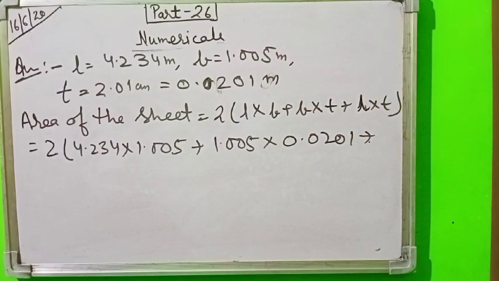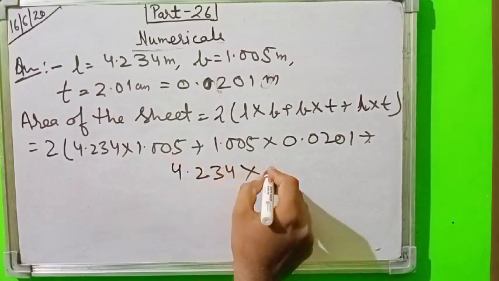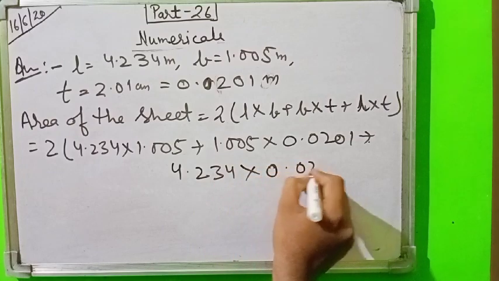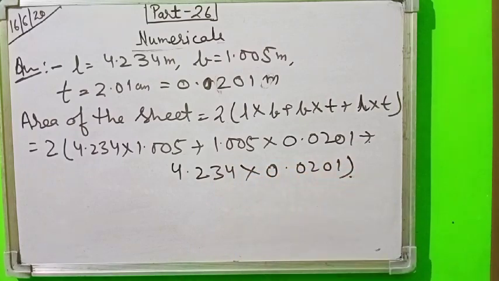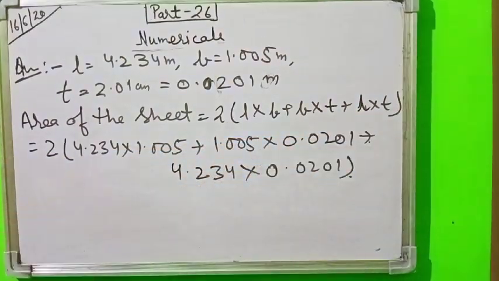So length is 4.234 into 0.0201. Sheet is in the form of cuboid, so we are finding the area of the cuboid. 2 into length into width plus width into thickness plus length into thickness. All the values we have written here.